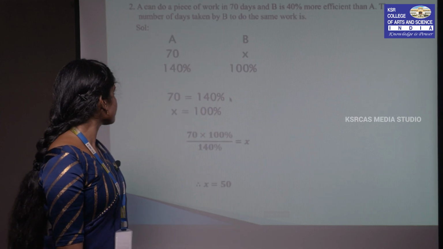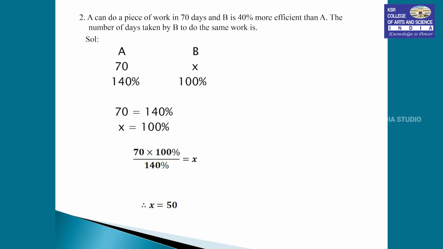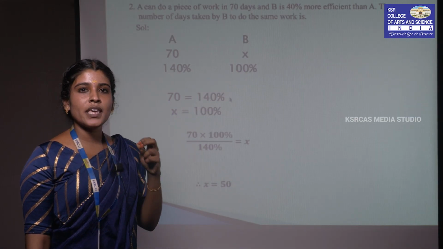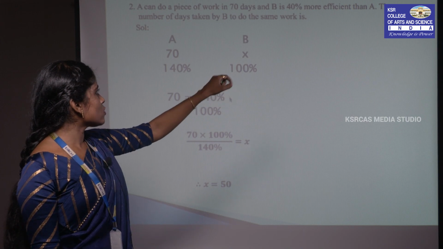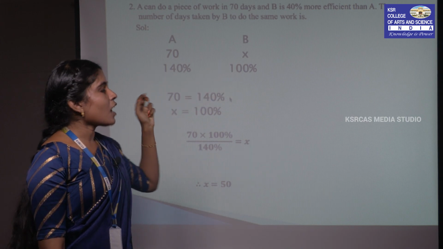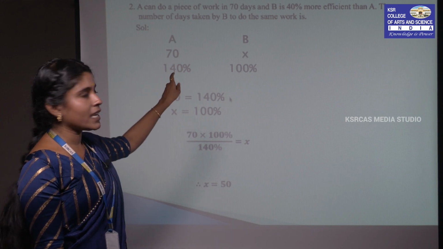So next example. In this question, A can do a piece of work in 70 days. So we write it: A takes 70 days to complete the work. The second statement: B is 40% more efficient than A. So here we assume A takes 140% to complete the work, and B takes 100% to complete the work. Next, we need to find how many days B takes to complete the work. So here we assume B's working days is X.